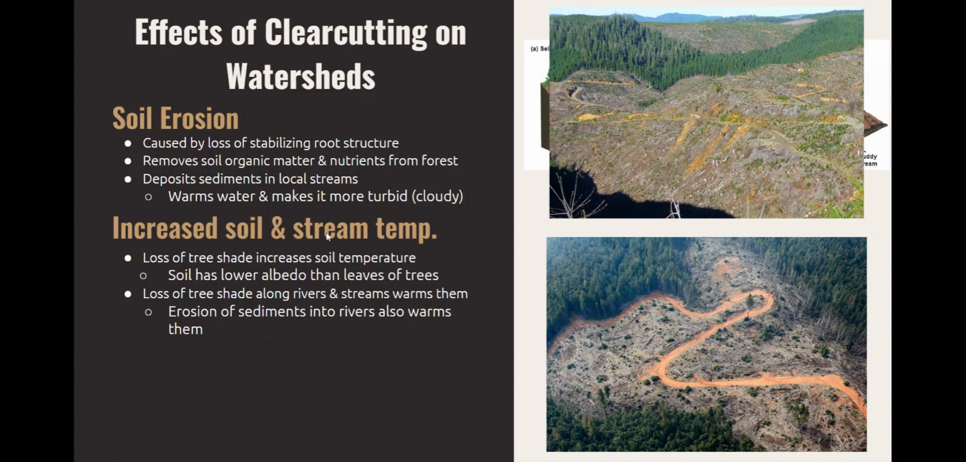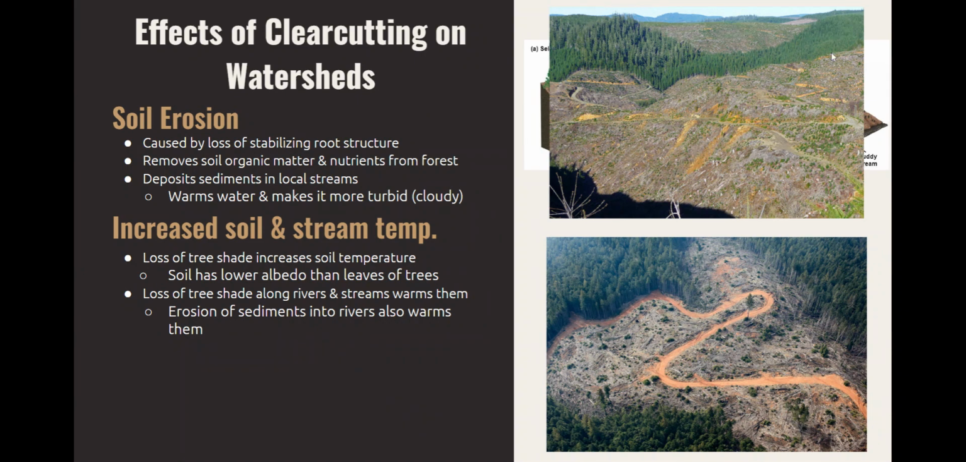Another impact is going to be increased soil and stream temperature. The loss of tree shade increases the soil temperature. So, this is a little common sense thing here, guys. When it's hot outside, you stand in the shade and it's less hot. Why? Because the shade is not getting direct sunlight because it's being blocked by something else. In a forest, trees or canopy cover block out a lot of the sunlight from hitting the soil. Sunlight makes things warm. Okay, a photon is a particle of light.